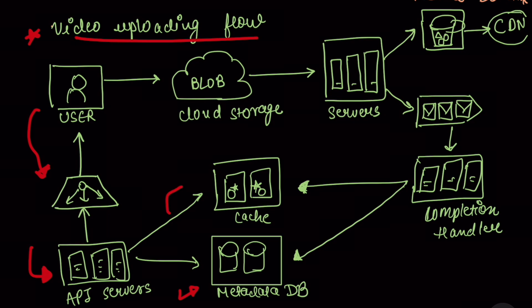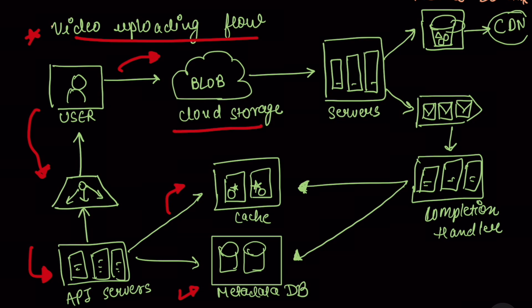Then we also have the cache. The cache is going to be for better performance. So here you can store user session, trending topic list, or trending videos. You can store it in the cache. Then over here we have the blob storage, or you can say the cloud storage. Blob storage refers to binary large objects to store the video files in a scalable way.